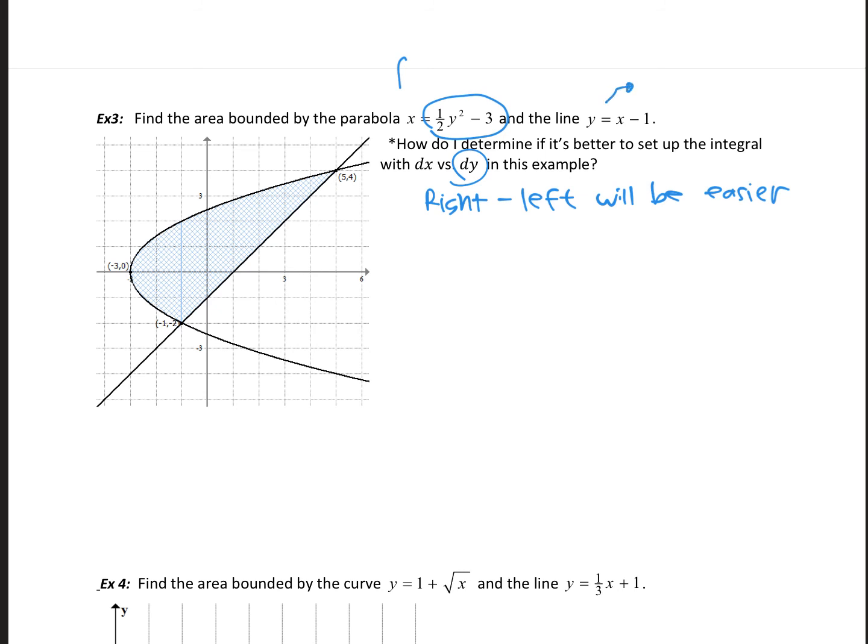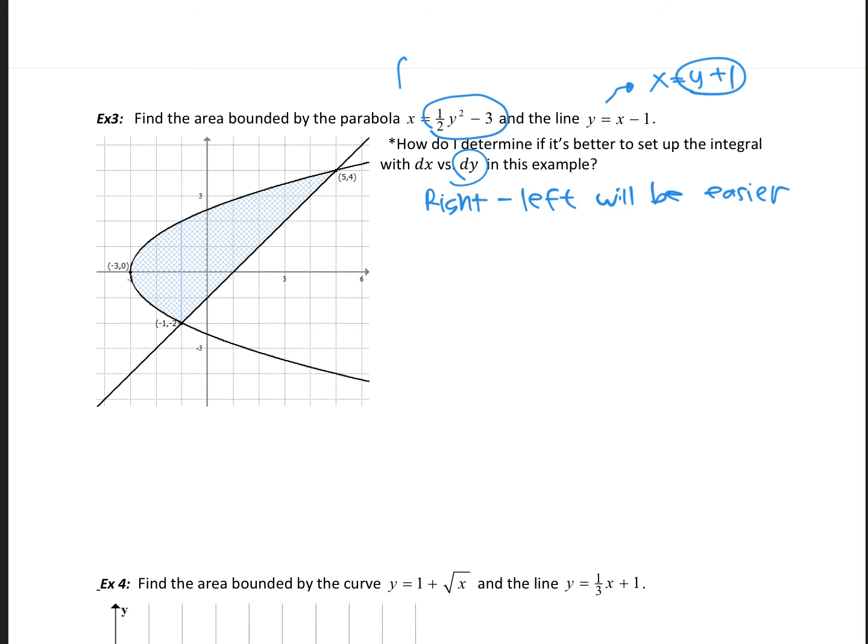So I'm going to just rewrite it. X is equal to y plus 1. Now your variable has to be in terms of y, so I have to do a little preliminary stuff. This is given as a function of x, but I don't want it that way. I want it as a function of y if I'm doing right to left, because that will make dy.